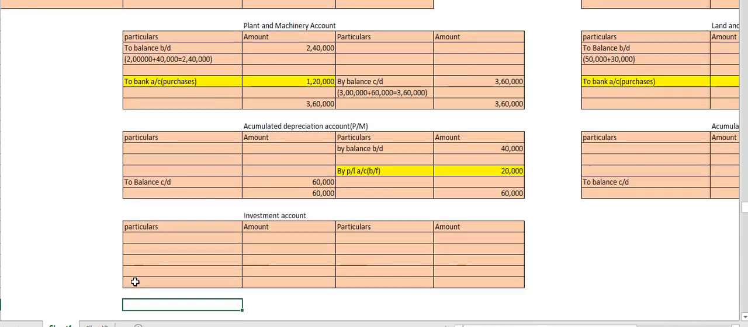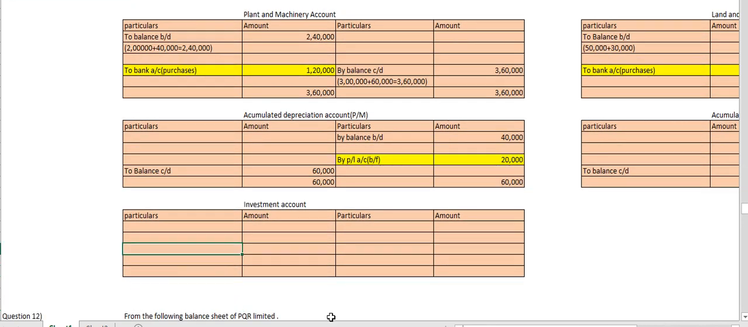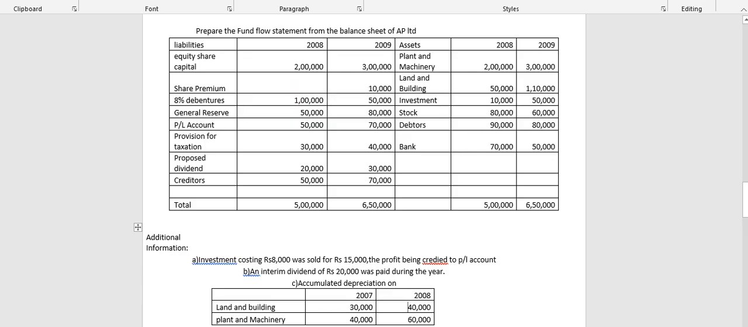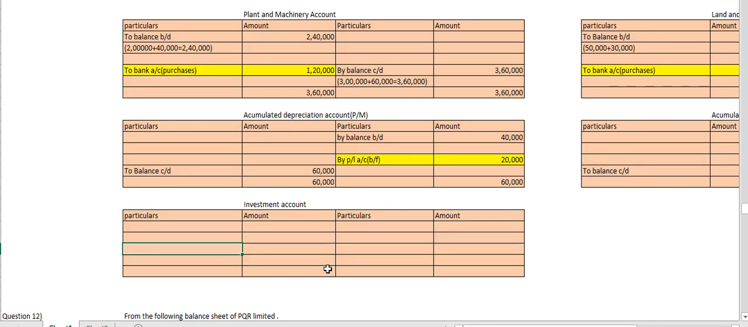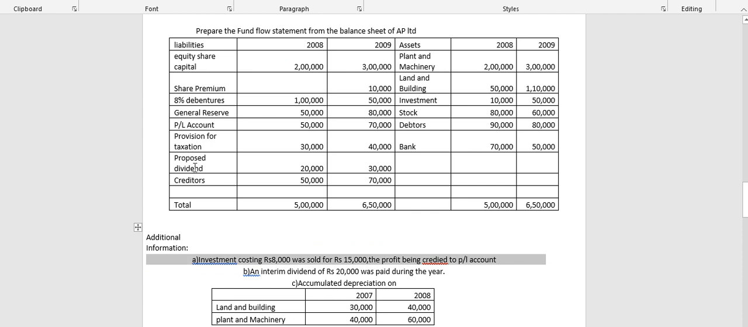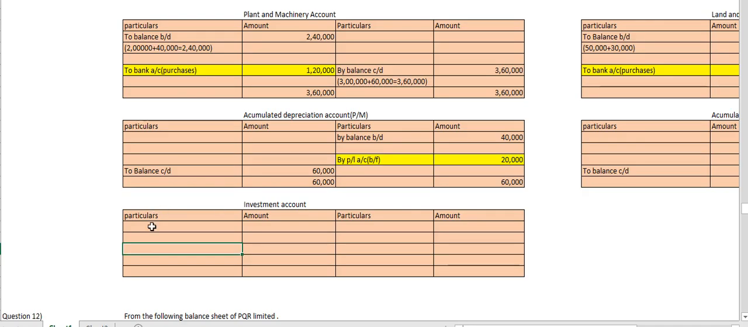Next, moving on to the next account, which is the investment account. If you see the adjustment, we have something relating to the investment, which tells investment costing ₹8,000 was sold for ₹15,000, the profit being credited to profit and loss account. So the opening and closing balance of investment is 10,000 and 50,000 respectively.